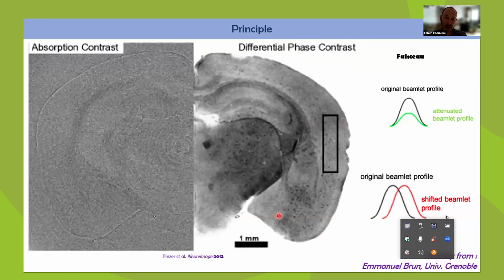And of course, the beauty of that is that you are going to be sensitive to the microstructure even in soft tissue. In a soft tissue like the brain, there is almost no absorption contrast because it's a soft tissue. But with the phase contrast, we are going to reveal the microstructure, and we are going to be sensitive to microscopic interfaces in the microstructure.